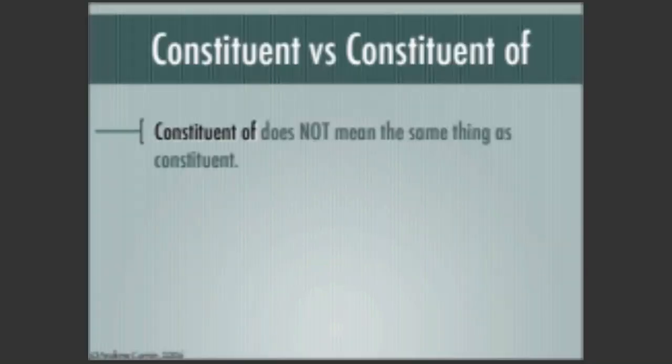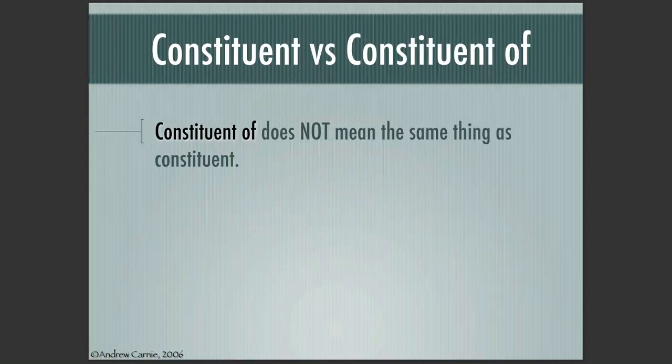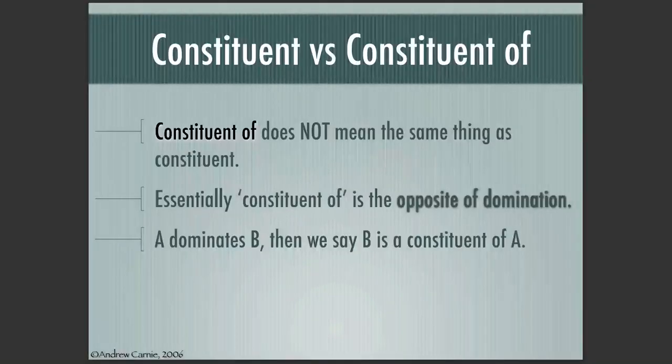Two concepts that you need to pay attention to when dealing with syntactic analysis are constituent versus constituent of. Constituent of does not mean the same thing as constituent, because constituent is bigger than constituent of. How can we understand this? Essentially, constituent of is the opposite of domination. As an example, A dominates B, which is the mother dominating its daughter. Then we say B is a constituent of A. So which one is big, A or B? A is first, and then we have B. So A dominates B, and we say B is a constituent of A.